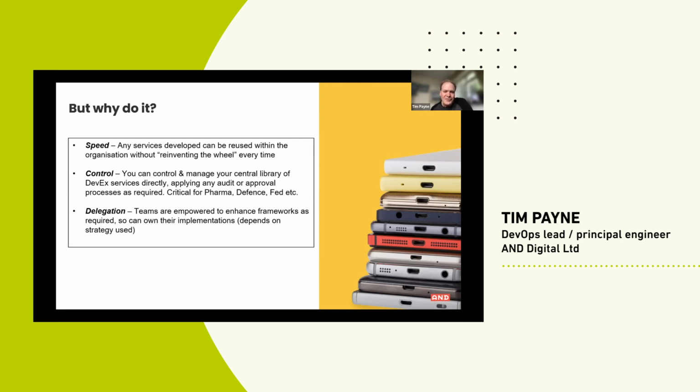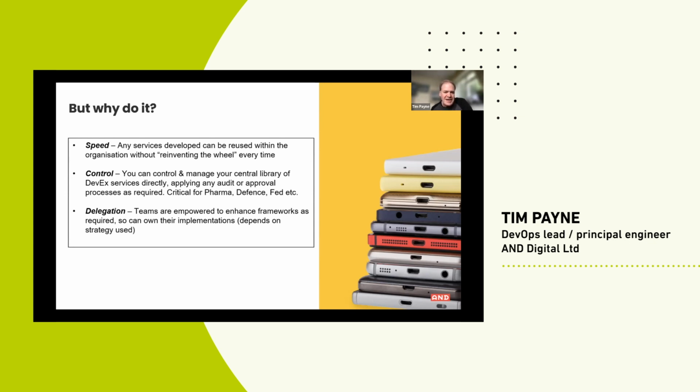The second one is control. Now, this will really depend on the type of organization that you're working in and the type of sector that you're in. But if you're in a sector like pharma, defense, federal, or financial services, where you require very good audit control, approvals, maybe security approval for certain processes, then if you've got a central library of DevEx services which have been audited, approved, and are compliant to the standards that you need, if you're pulling from that library, then you know that auditing, that quality, has already been done. And if you then make any changes to that library, you've got all of the audit trail already there.